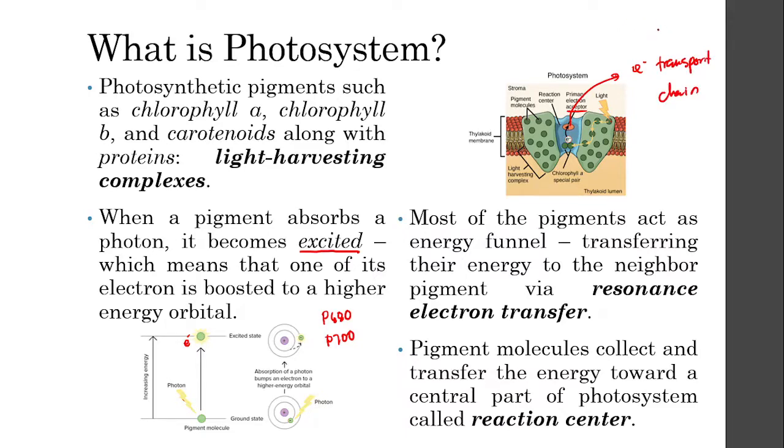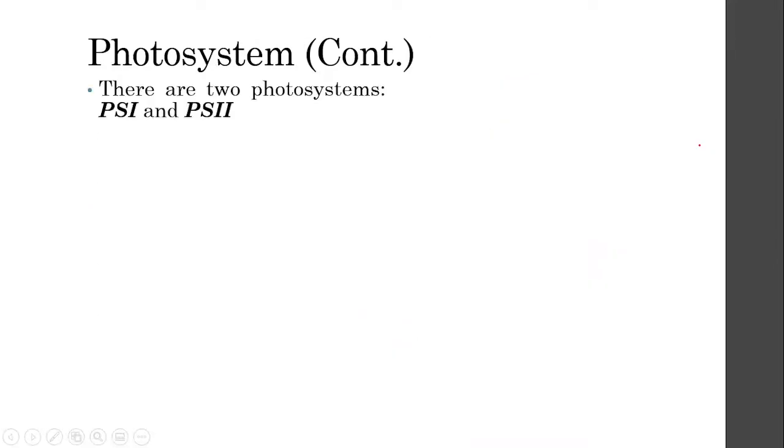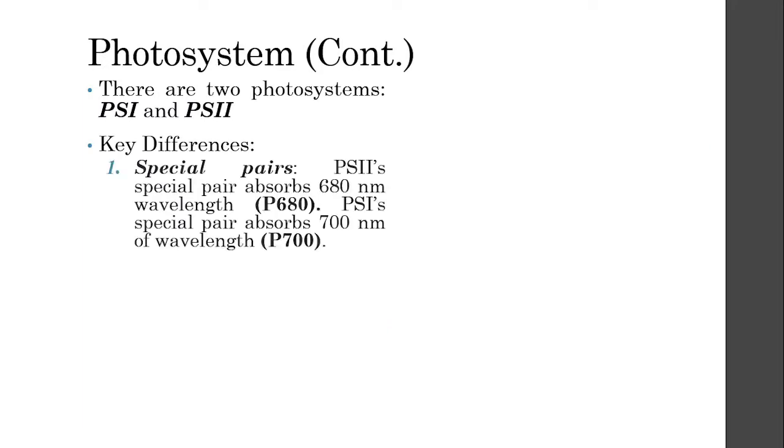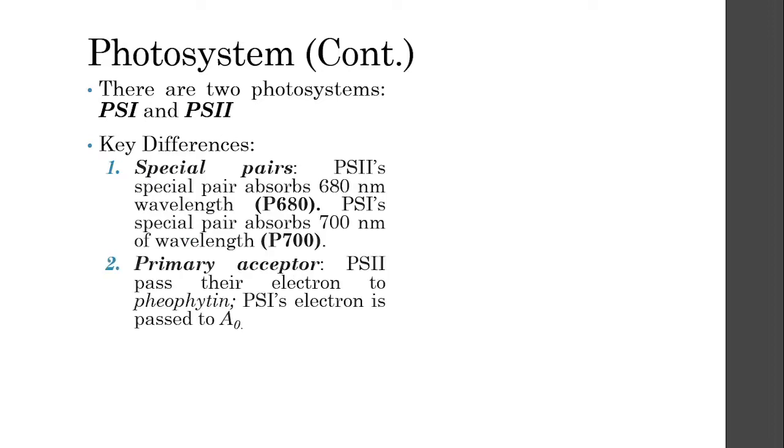Okay, so this whole process is very similar in both PS1 and PS2. So let's distinguish a little bit more the difference between PS1 and PS2. Again, there are two photosystems, PS1 and PS2. The main key difference is that PS2's special pair absorbs 680 nanometers of wavelength. That's why we call it P680. PS1's special pair absorbs 700 nanometers of wavelength. That's why we call it P700.